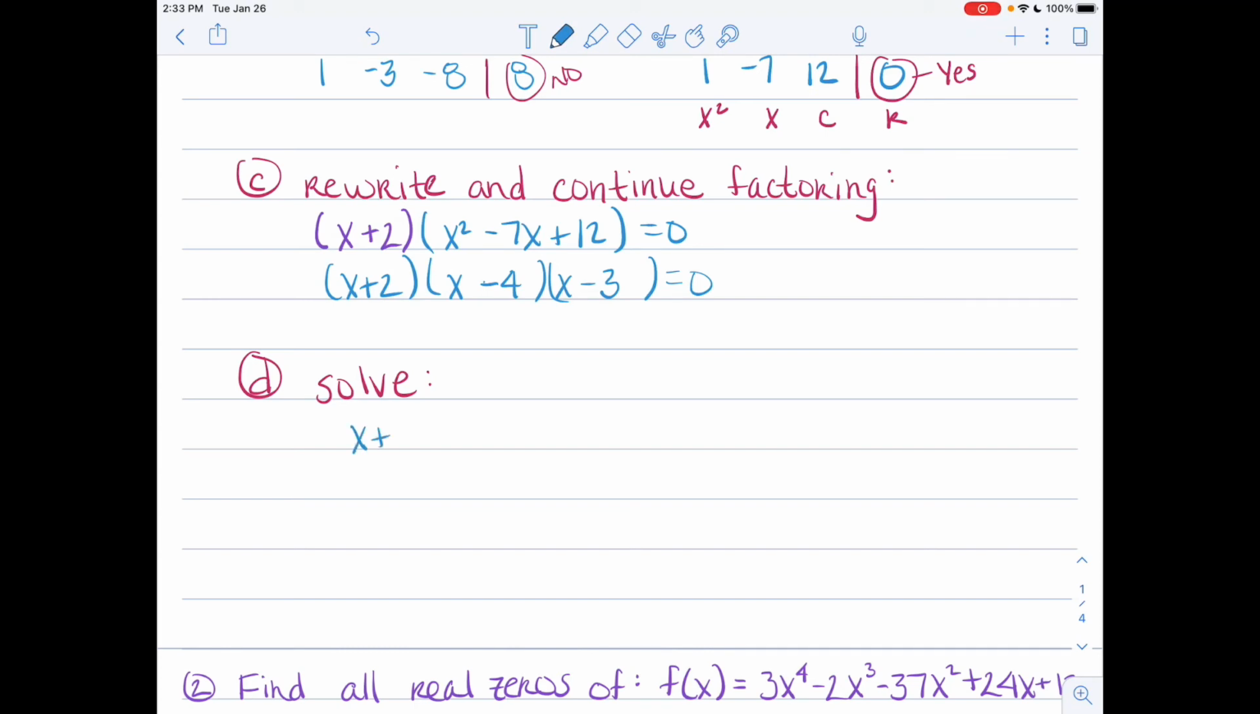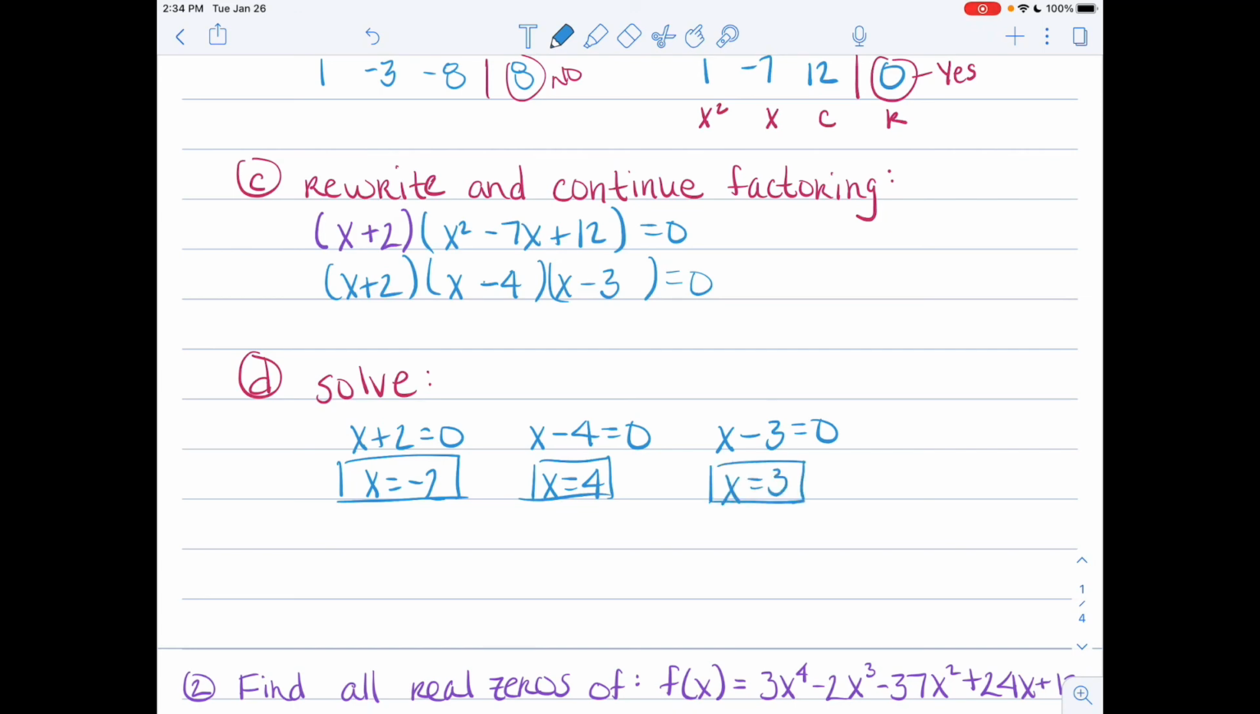So I'm going to solve each of these equations by setting the factors equal to 0 and then solving for x, just like we did last time. X plus 2 equals 0 gives me an x of -2. X minus 4 equals 0 gives me x equals 4. And finally, x equals 3.